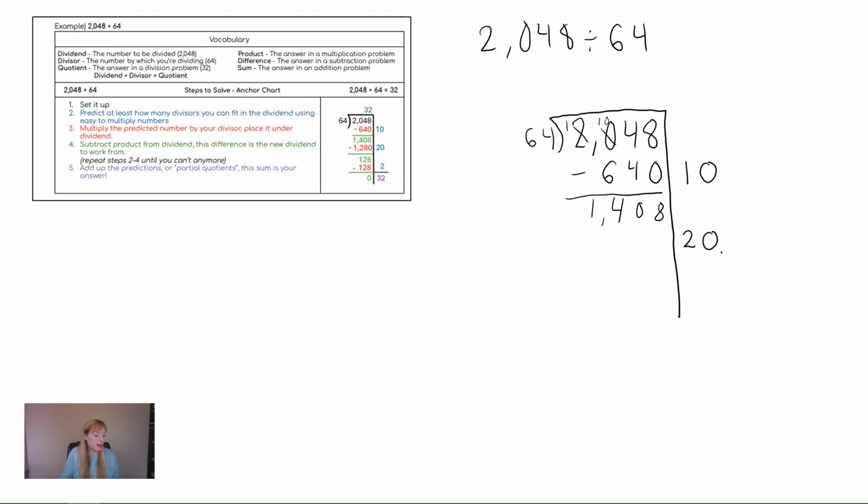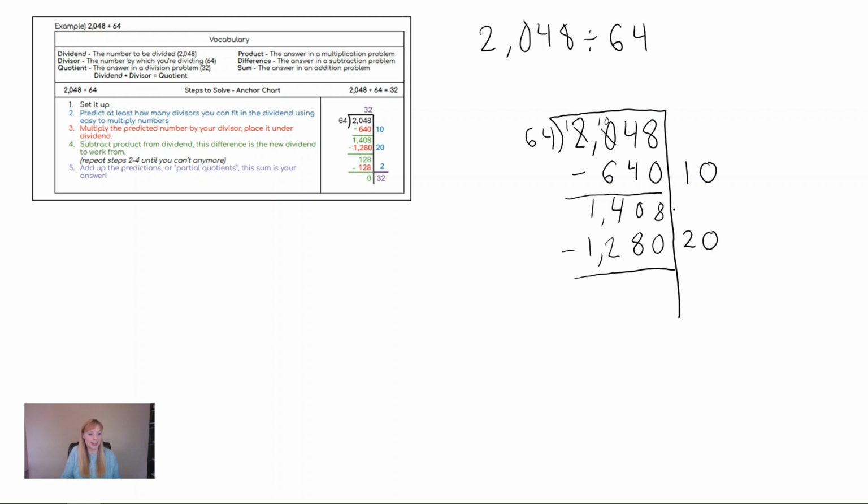Moving to step 3, I'm going to multiply that prediction by my divisor and place it under the dividend. Well, 20 times 64 is going to give me double what 10 times 64 did. So that means my product will be 1,280. I place my product down. Now I can move to step 4, where I subtract. Subtract my product from the dividend, and that difference will be my new dividend to work from.